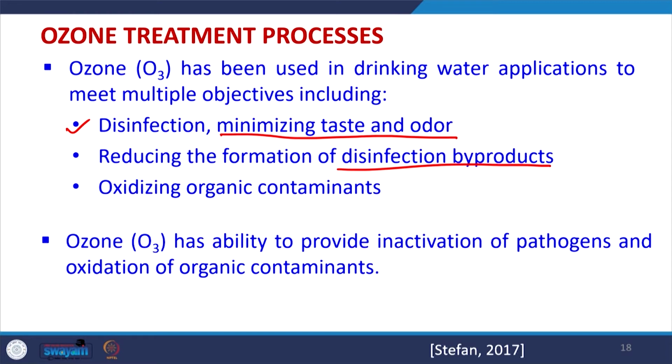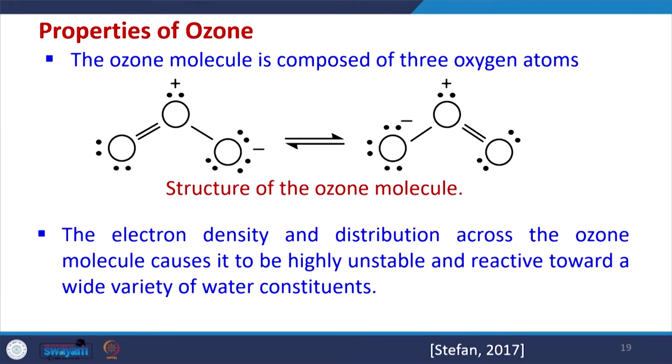So, ozone has the ability to inactivate the pathogens and to oxidize most of the organic contaminants present in the water. So, ozone can be used in different ways. Now, for doing this we need to produce the ozone. The ozone molecule is composed of 3 atoms, as you can see here. It can resonate in different forms, these 2 forms, depending upon the pH and other conditions. So, this is the ozone molecule.